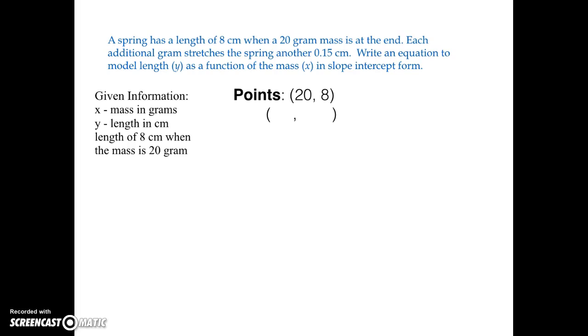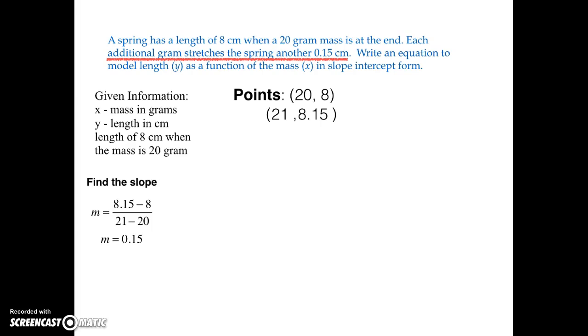And what we can do is use this information to determine another point. So an additional gram stretches the spring 0.15 centimeters. So an additional gram would mean adding 1 to the grams, adding 0.15 to the length. So here we have 2 points. Since we have 2 points, we can find the slope: y2 minus y1 over x2 minus x1. We have a slope of 0.15.